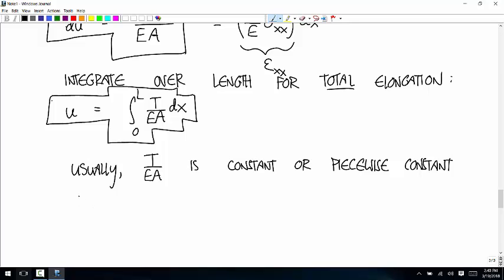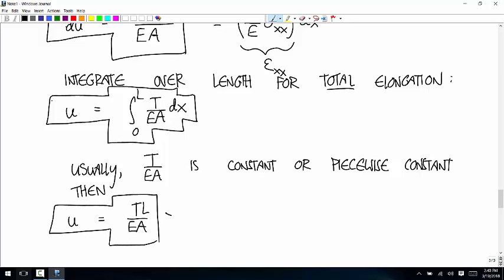If it's constant, what would be the simplified formula for U? Yeah, T over EA and then times the length. Because you can just pull the T over EA outside the integral, then integrate dx from 0 to L, and you get this. So this is the formula for this being constant.